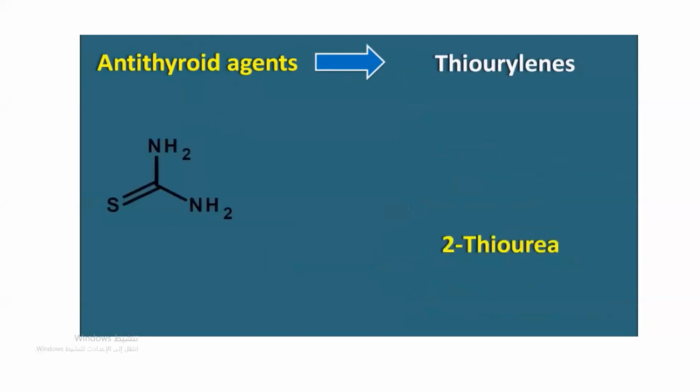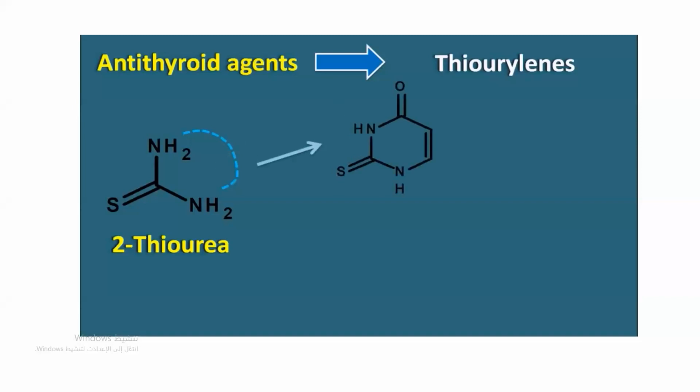You can see that this is the structure of the thiourea, and if we are going to modify this thiourea and close the ring either with a 5-membered or 6-membered ring system, then they can produce the thiourines. So here you can see this is one type of drugs where the thiourea is closed with a 6-membered ring system, and this has the uracil-like structure. So this is nothing but the 2-thiouracil.